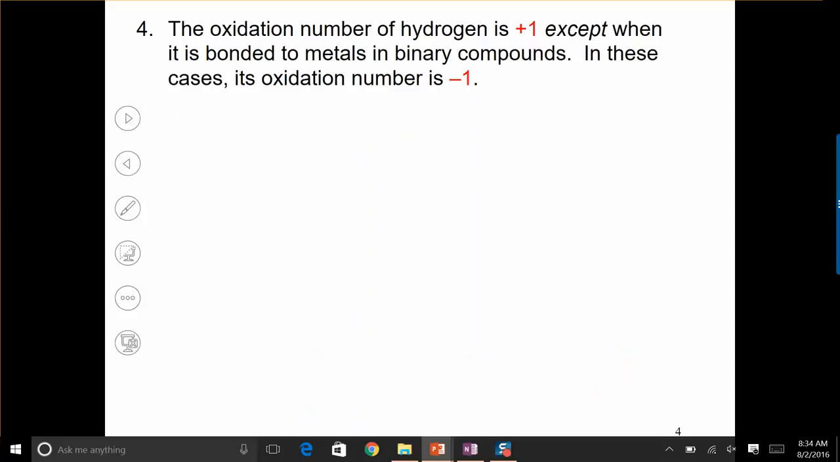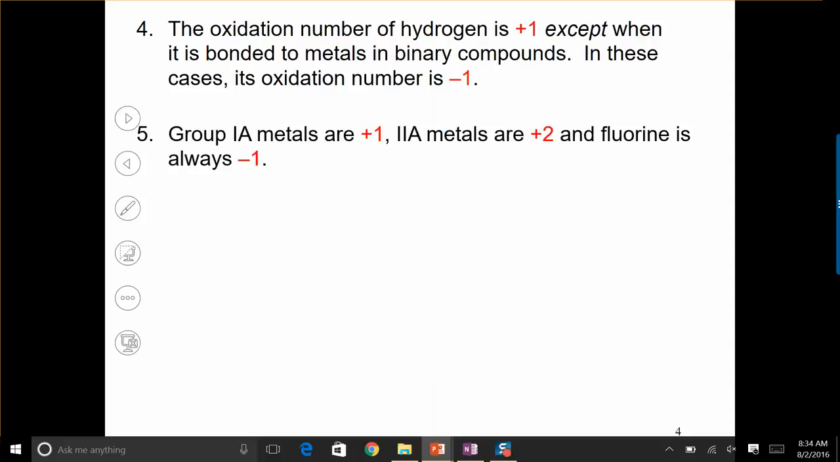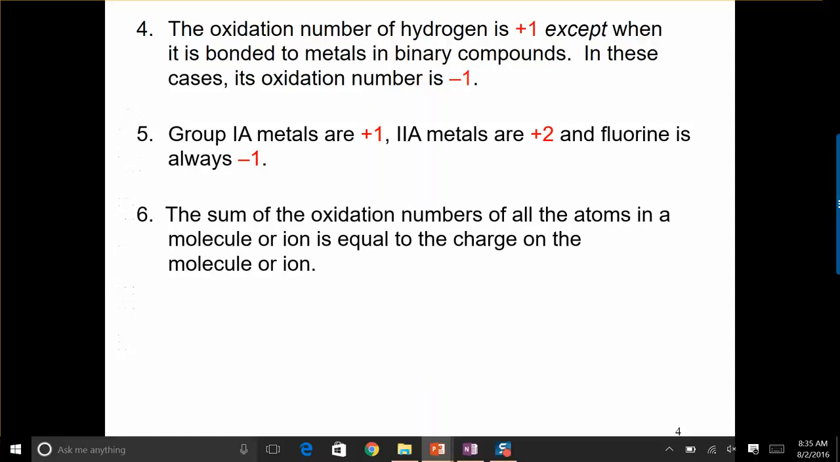Okay, the oxidation number of hydrogen is +1, except when it is bonded to metals and binary compounds. In this case, its oxidation number is -1. Okay. So, for the most part, you can count on hydrogen being +1. Unless it's with a positively charged thing like a metal, then you would assume that it's -1. Okay. Group 1 metals are +1, group 2 metals are 2 plus, okay? That's something we can rely on. We can rely on that. Okay, so the sum has to equal the charge of the thing. If it's an ionic thing, then it has to equal the negative one charge or the plus two charge that's left over.